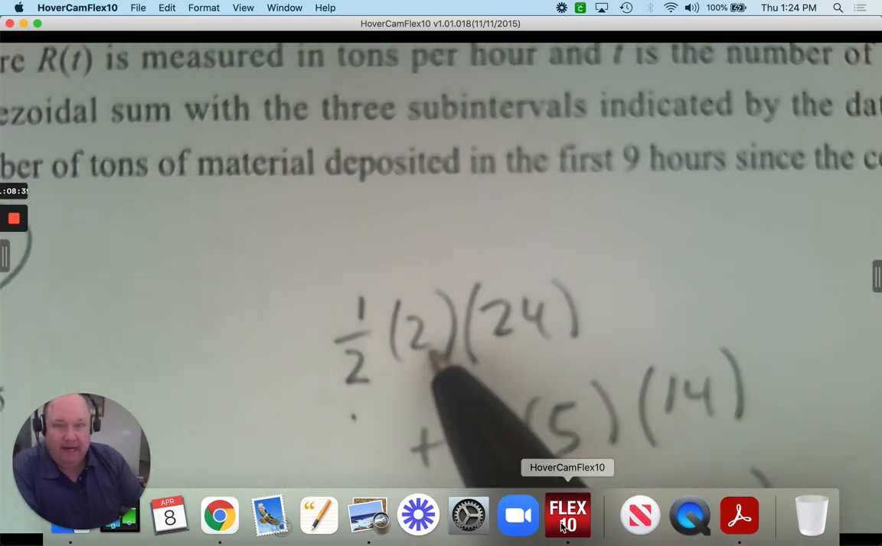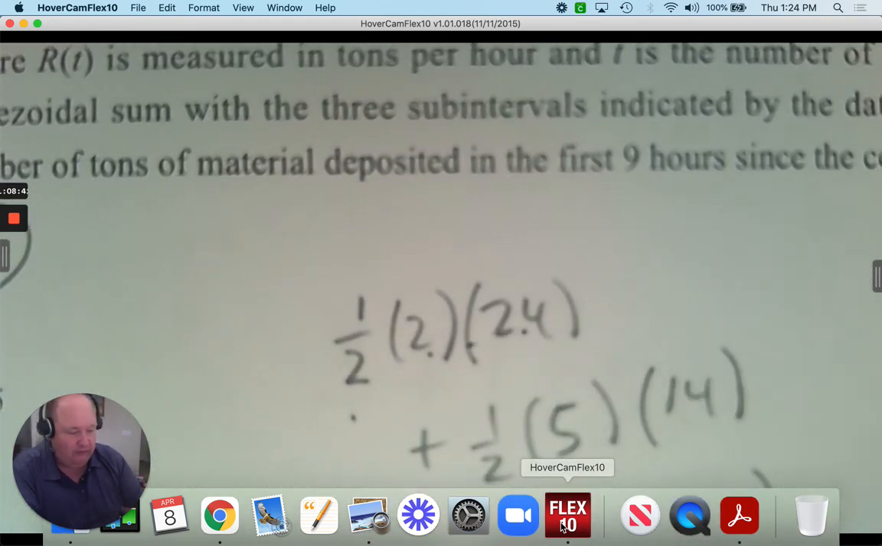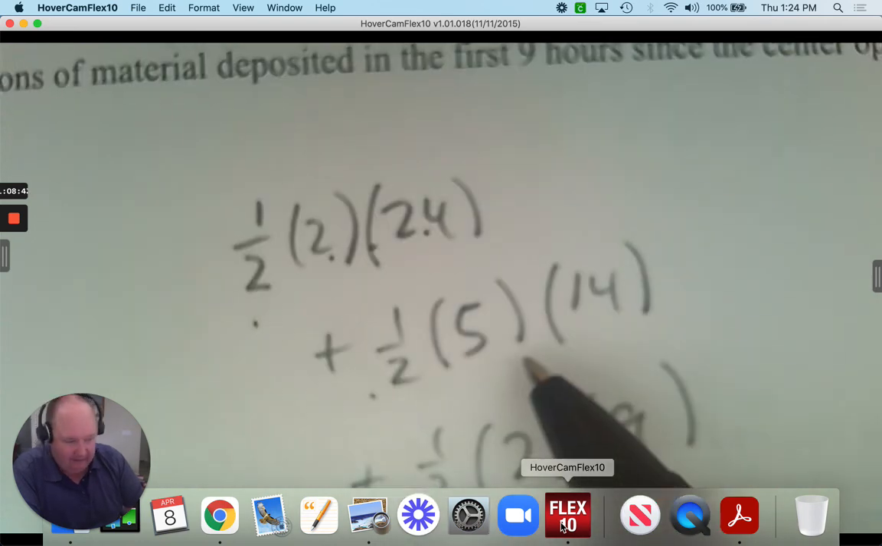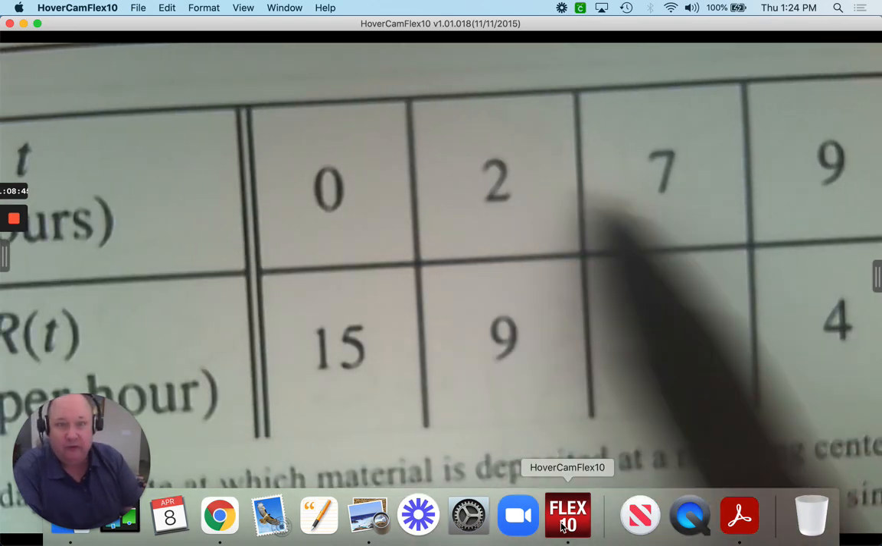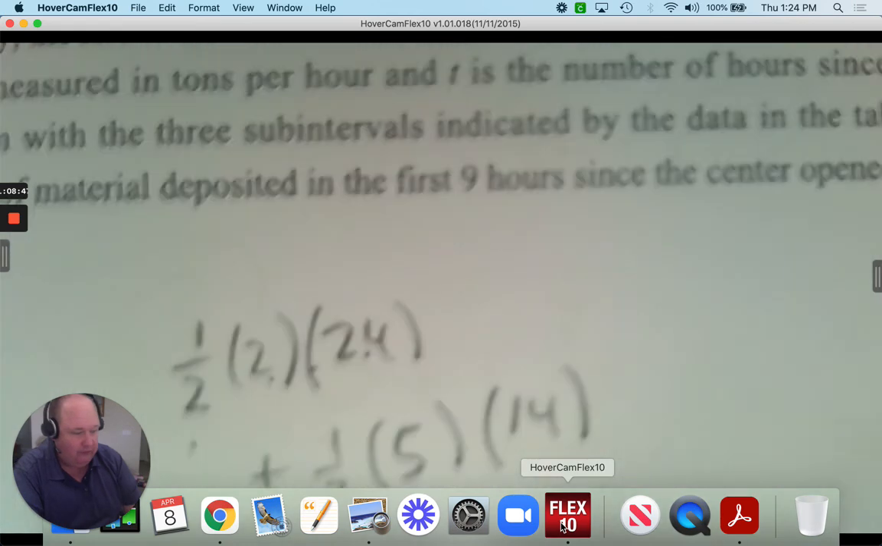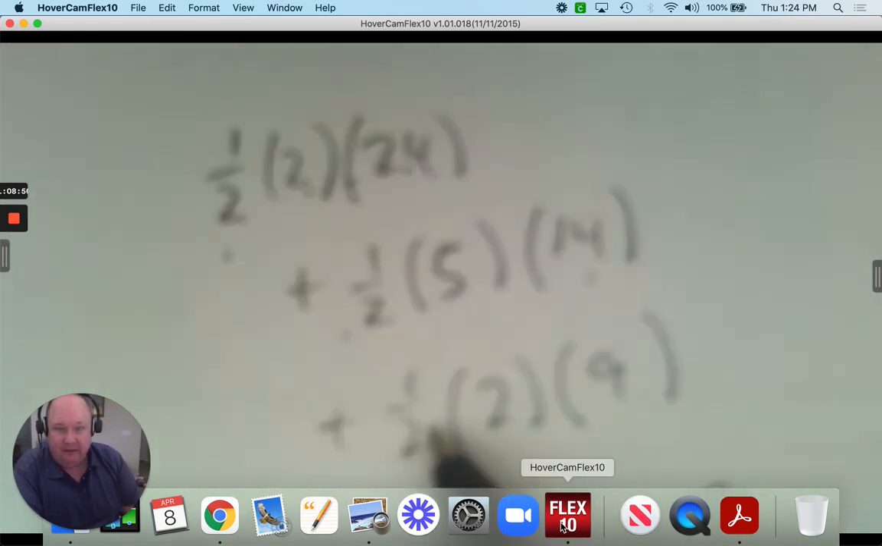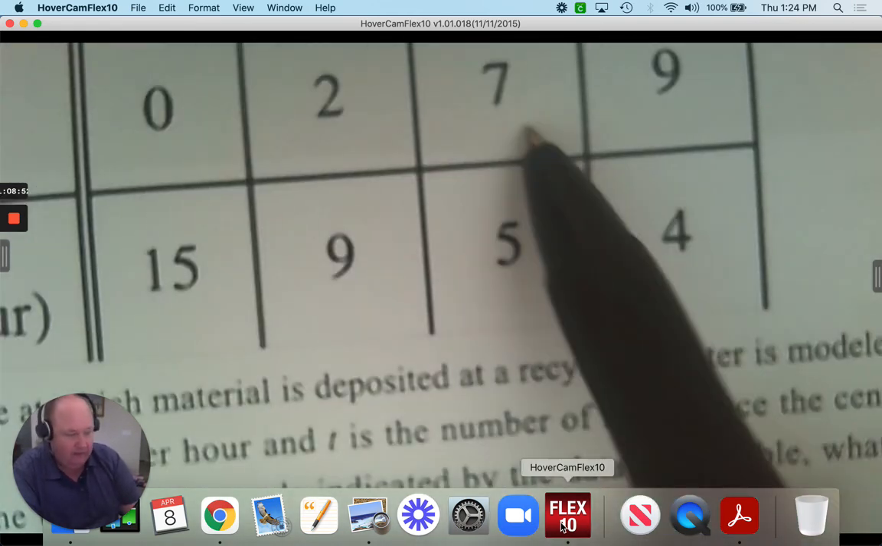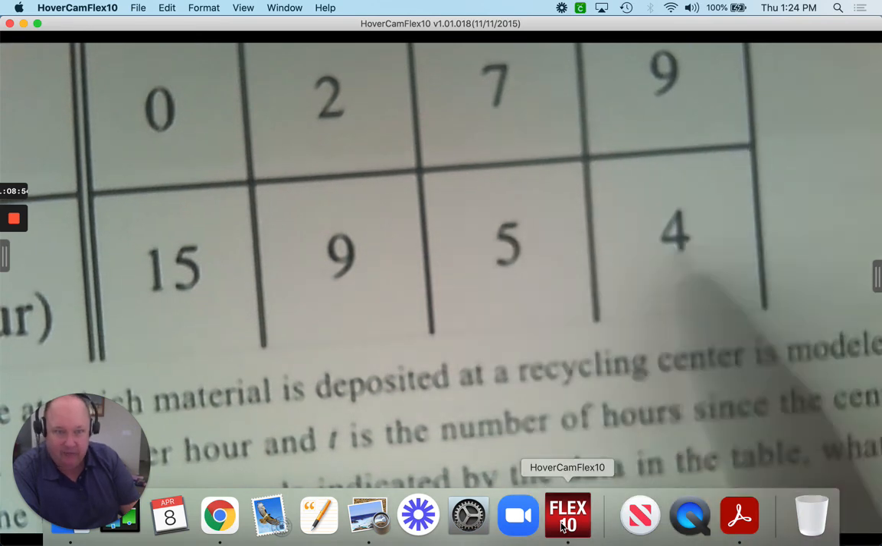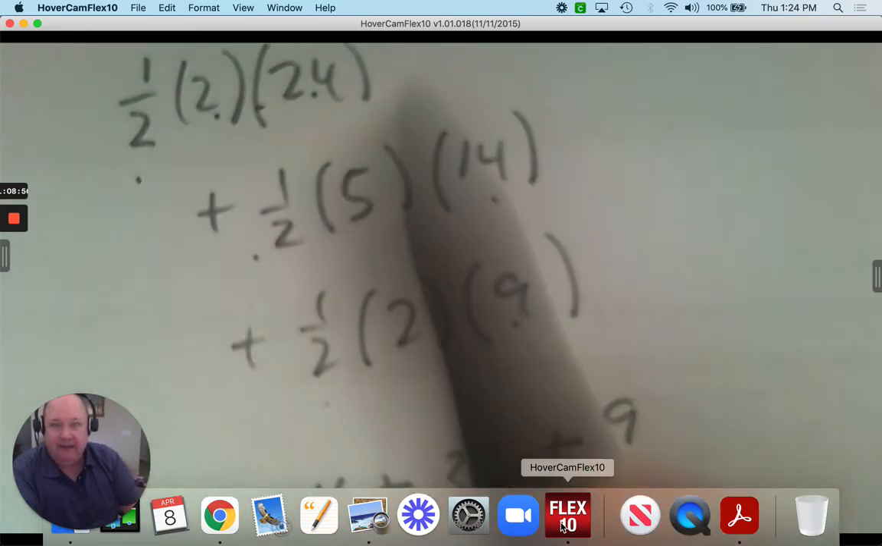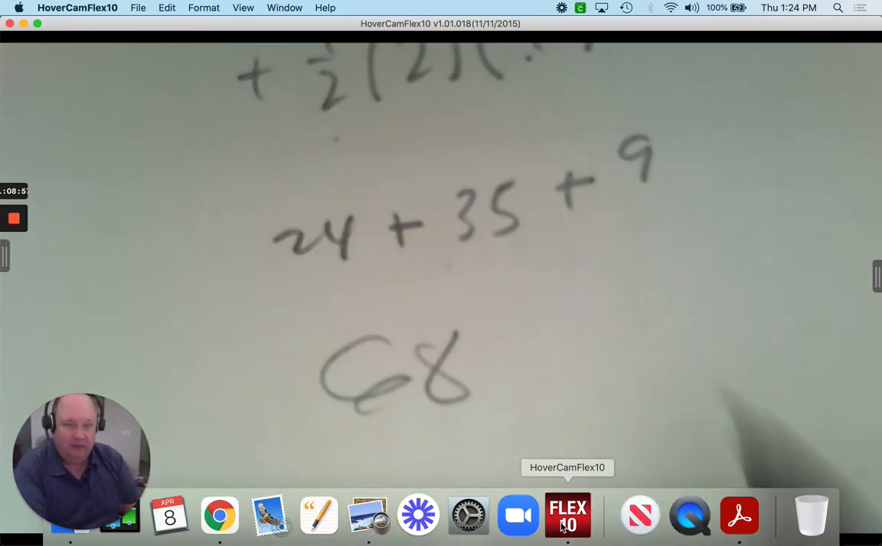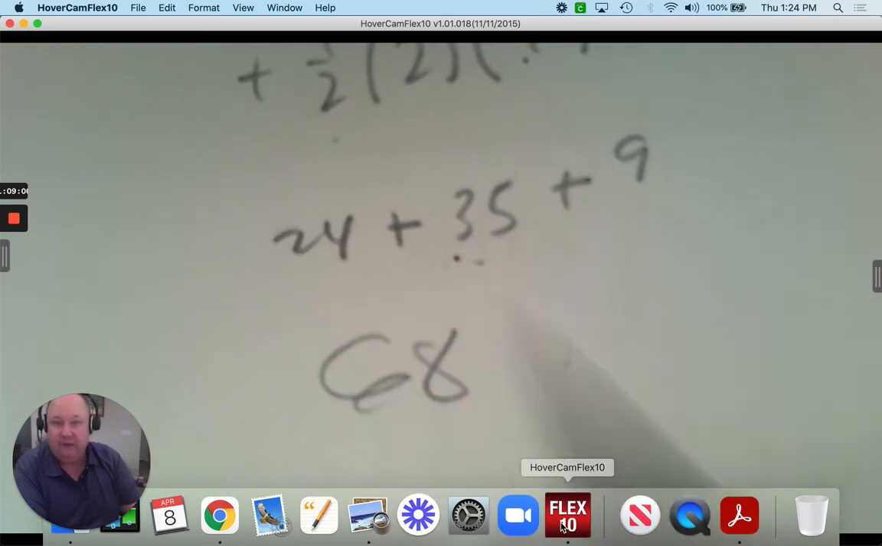So it's 1/2 2, add the bases. So it's 24. 1/2, and then the next width is 5. So 2 to 7 is 5, and then add the bases. That's 14. The last trapezoid is 1/2. The width is 2, and then add the bases 9, and then calculate it, and you get the answer 68. So the answer is A.